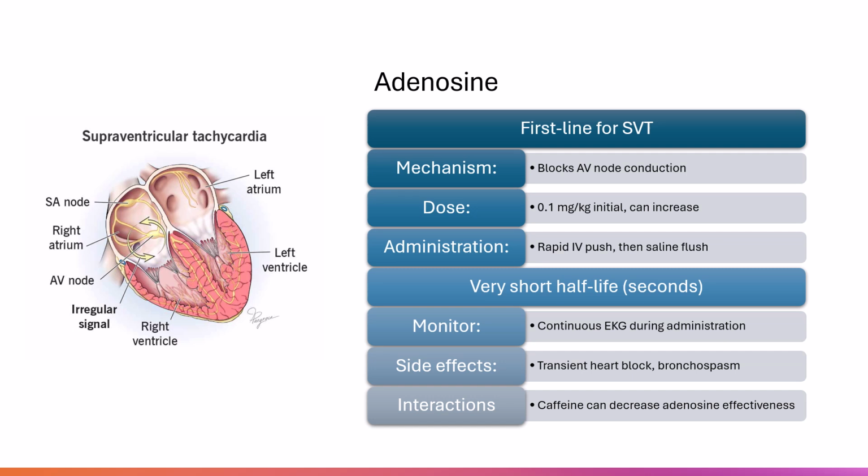Side effects include transient heart block, that's actually the intended effect, and sometimes bronchospasm. Lastly, when questions appear about SVT, start treatment with less invasive methods, like vagal maneuvers, before resorting to adenosine. The only exception to this is if the infant is symptomatic, which is usually indicated by hypotension and clinical symptoms.